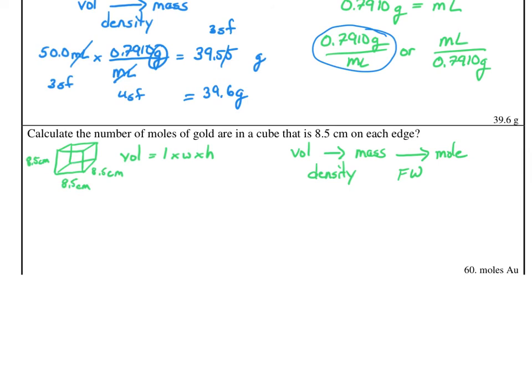This next problem's more involved. We have a cube of gold of a particular dimension. We're going to calculate the volume of that cube by multiplying the length times the width times the height. Once we have the volume, we can convert to mass using density, and then we can go from mass to moles using our formula weight.